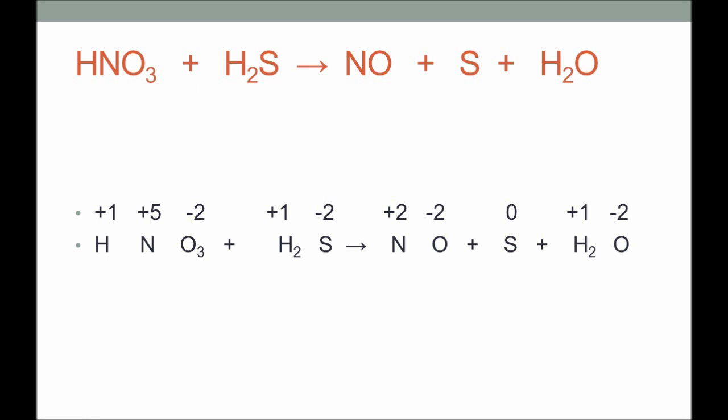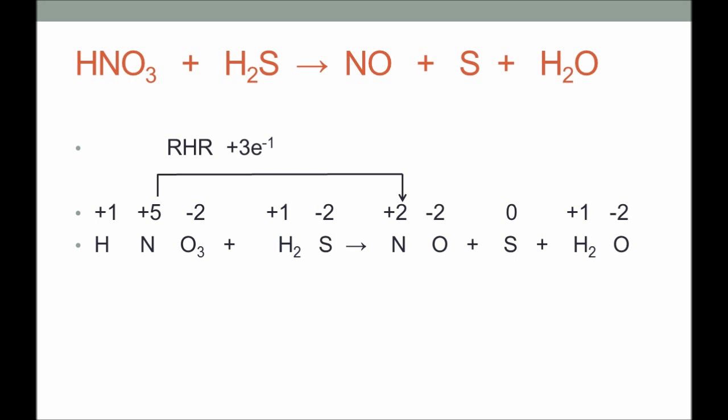On the product side, nitrogen has an oxidation number of +2 and oxygen again -2. Now sulfur here has an oxidation number of 0. Hydrogen and oxygen in water are +1 and -2. So the next thing we are going to do is look at those elements that undergo a change in oxidation number. On the left, nitrogen has a +5 oxidation number, reducing to +2. Therefore, that's the reaction that undergoes reduction, or we can call it the reduction half reaction.